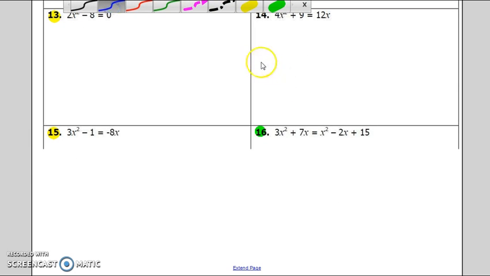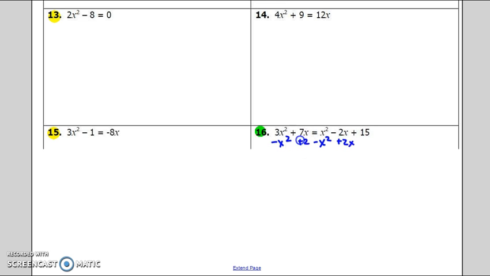All right, and then the last one we're going to look at is number 16, and we have some things that are on both sides. So we want to get everything together. So I'm going to subtract the smaller x squared. I'm going to add this to x, and then I'm going to minus the 15. So that leaves nothing left on this side. On this side, we want to subtract those. 3 minus 1 is 2. 7 plus 2, these were x's, 7x plus 2x is 9x. And then we have our negative 15.